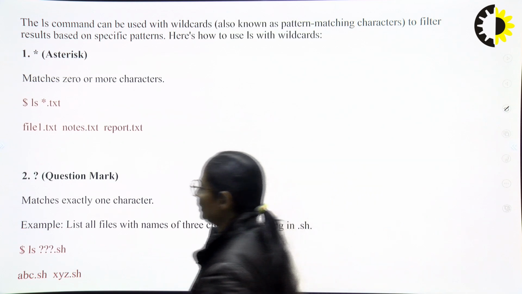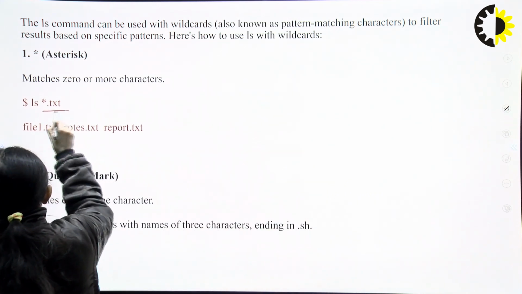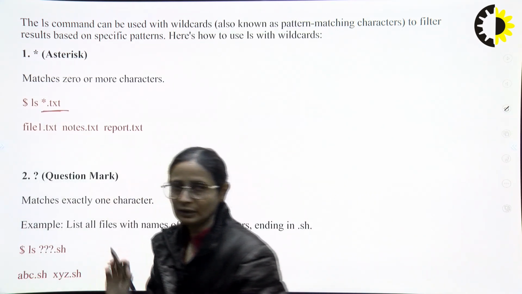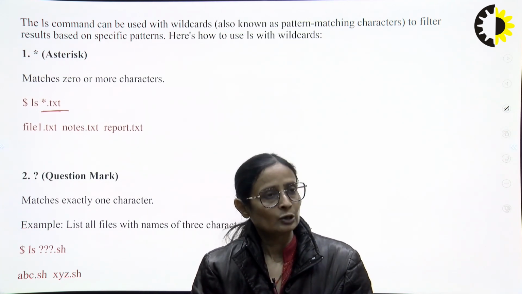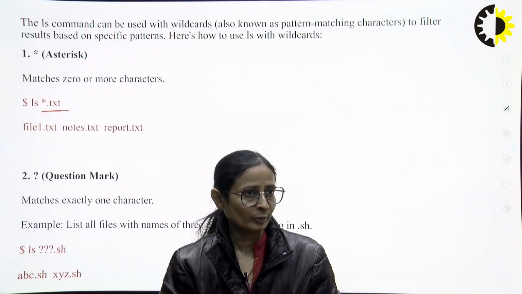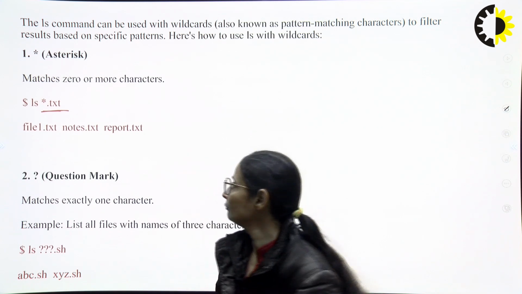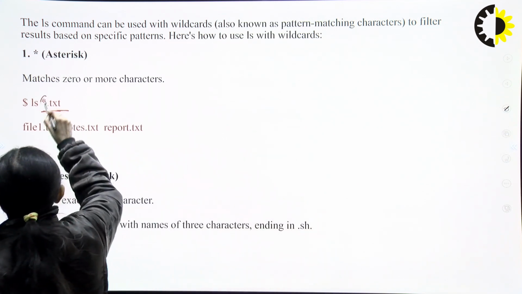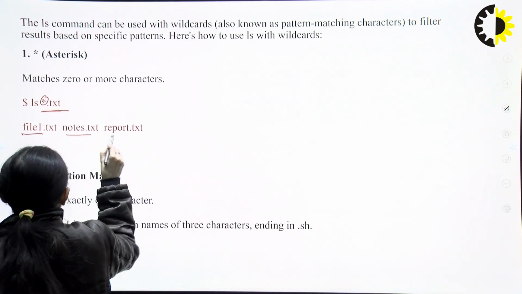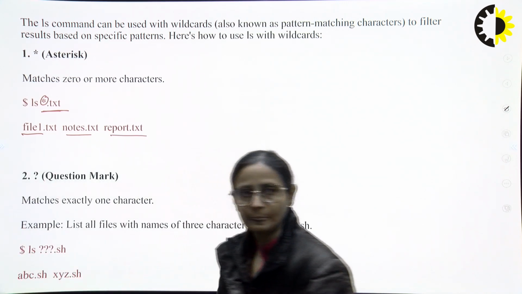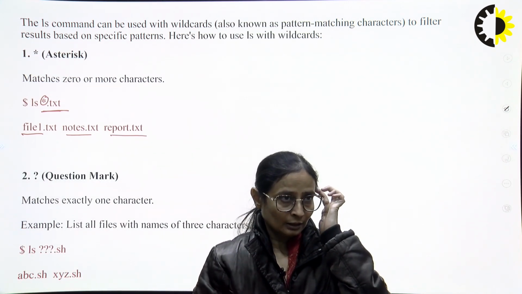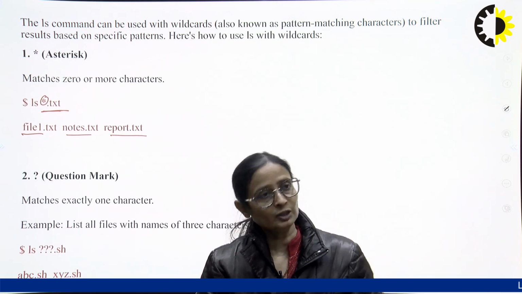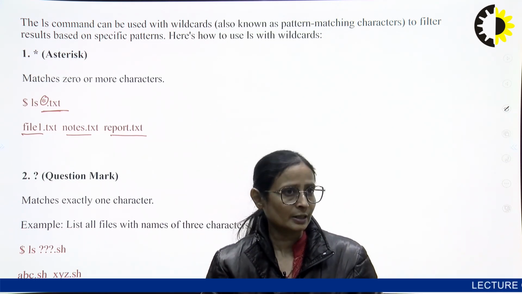So here I am displaying all the files which have the extension txt. I am not aware what the names of my files are, so I have used the asterisk mark. What it will do is show all the files which have the extension txt.